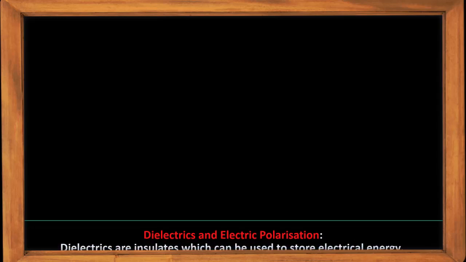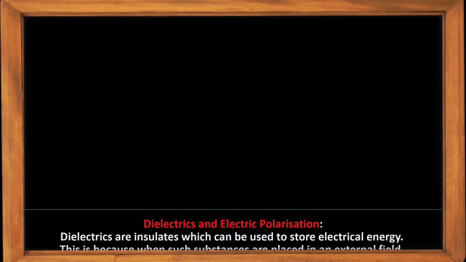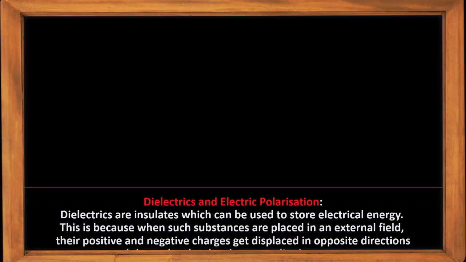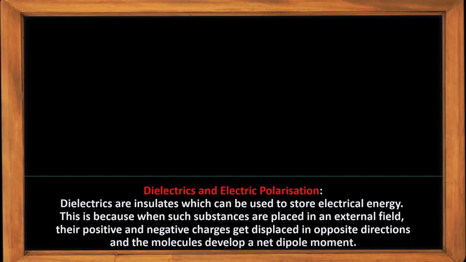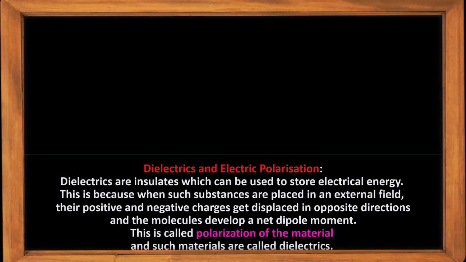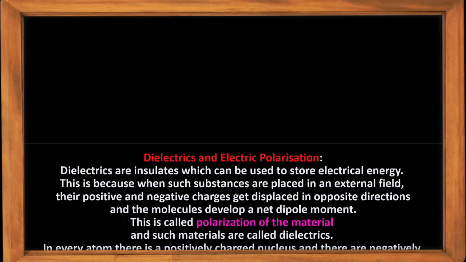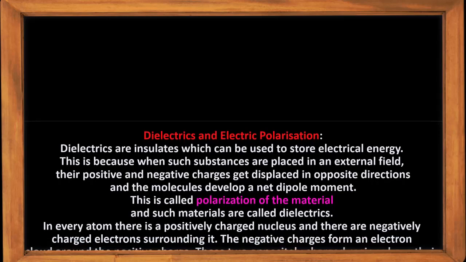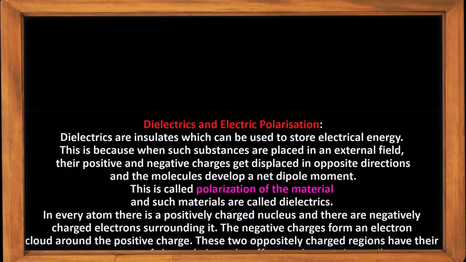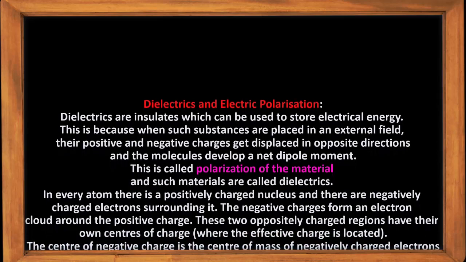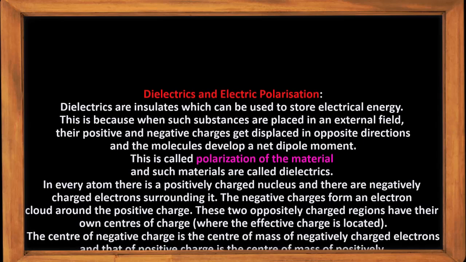Dielectrics and electric polarization. Dielectrics are insulators which can be used to store electrical energy. This is because when such substances are placed in an external field, their positive and negative charges get displaced in opposite directions and the molecules develop a net dipole moment. This is called polarization of the material, and such materials are called dielectrics.